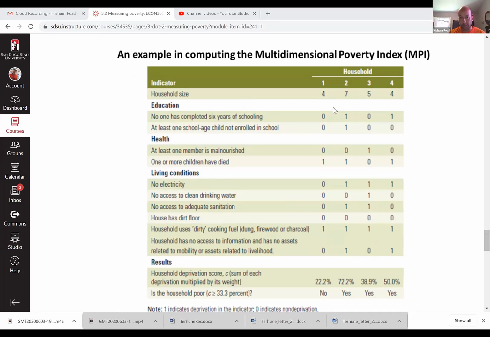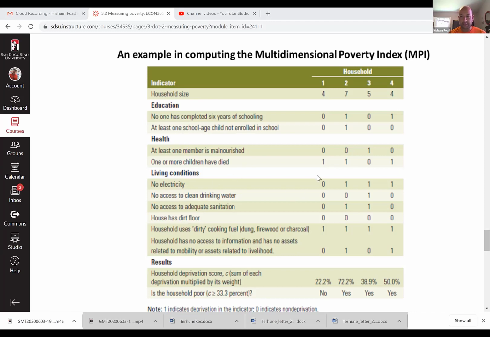So let's go through household 1. Household 1 is doing well for education. At least one person in that household has completed 6 years of schooling, and all of the school-age children in their household are enrolled in school. Now, maybe it's the case that a household doesn't have any school-age children, but then they would still get a 0 for that. Okay. Nobody in the household is malnourished. However, they have had at least one child die. So that shows up right there. And remember that having had a child die adds 0.167 to your MPI score.